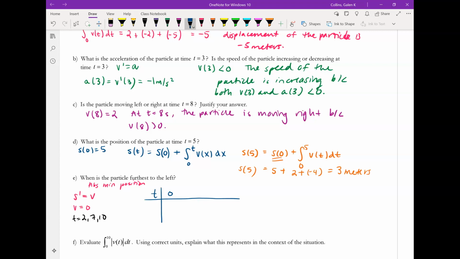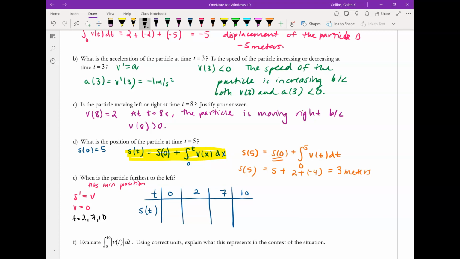So 0 being the endpoint of the interval, 2, 7, and then 10 is both a critical value and the other endpoint. And then what I want is to find values of S because we're looking for the absolute minimum value of S. So the accumulation function that we wrote up at the top in part D, we're going to use that in part E to fill out our table.